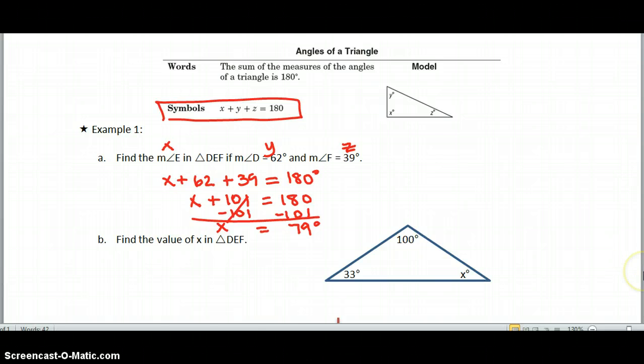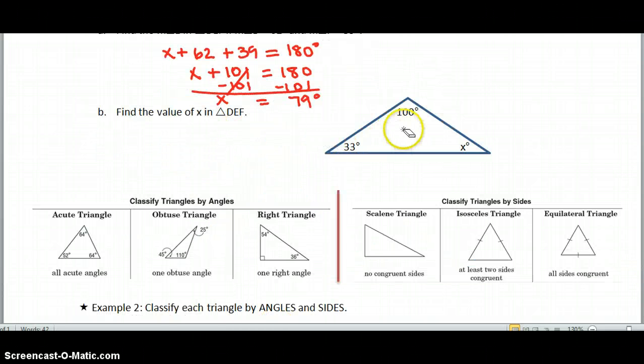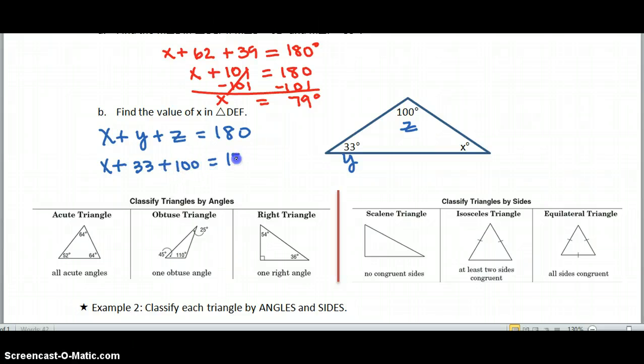Okay, for our next example, using our picture provided for our second example, they're asking us to find X. So we'll let this be Y and Z. So X plus Y plus Z adds up to equal 180 degrees. So X plus 33 plus 100 equals 180 degrees. That's 133. Subtract 133 from both sides. And X equals 47 degrees.